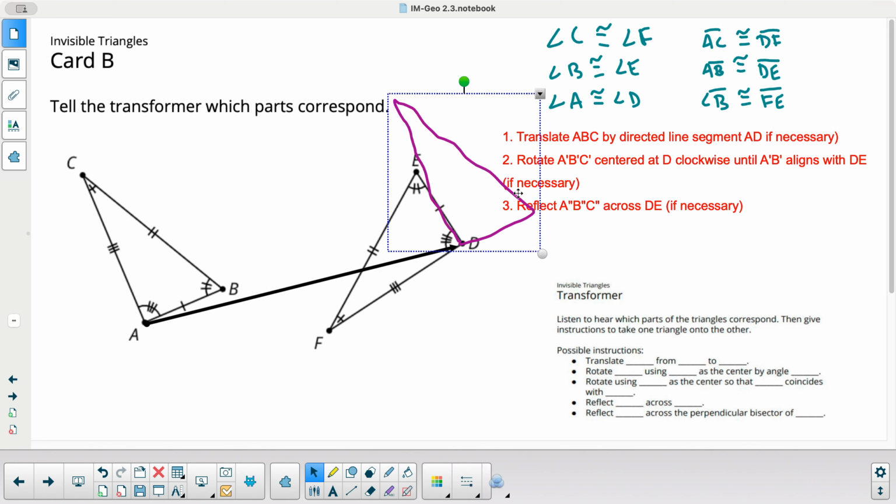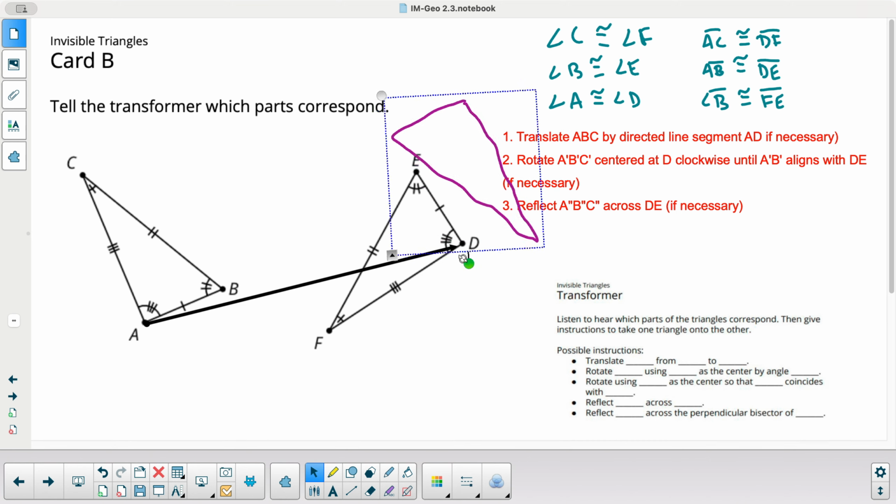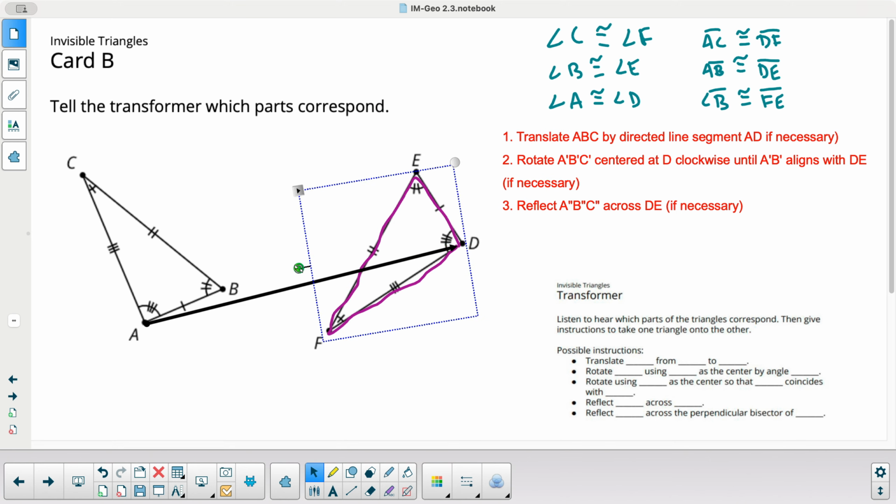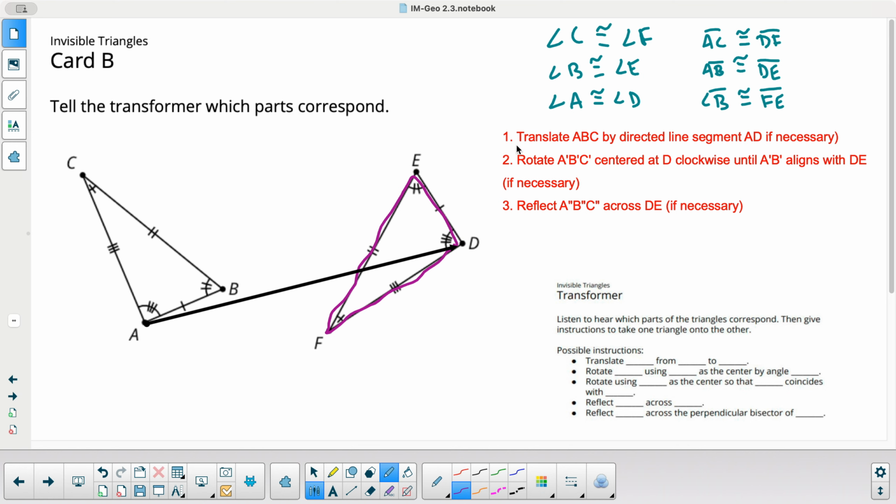So here we go. I couldn't keep it centered at D just because of the way this software works, but there we go. I apologize for my not very straight triangle. But there we go. It aligns. So I didn't need the third step. Didn't need that one.